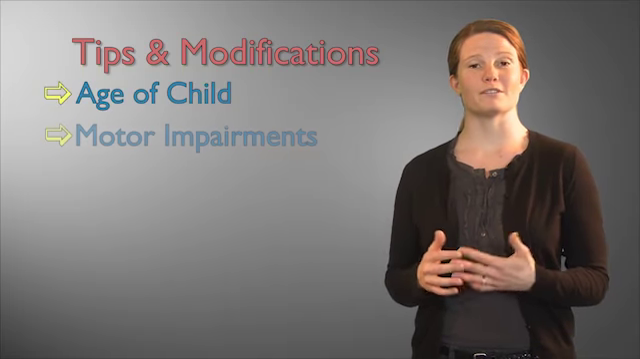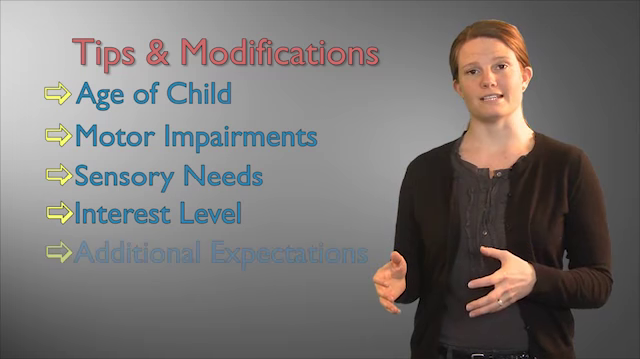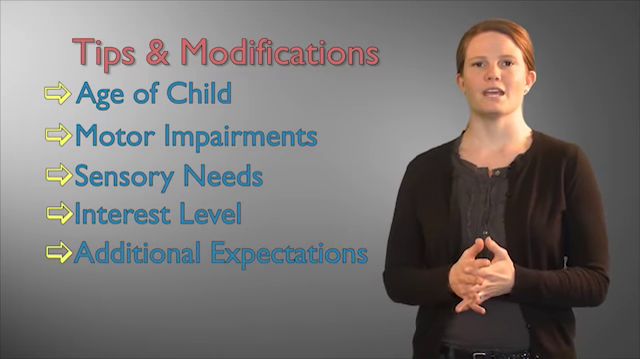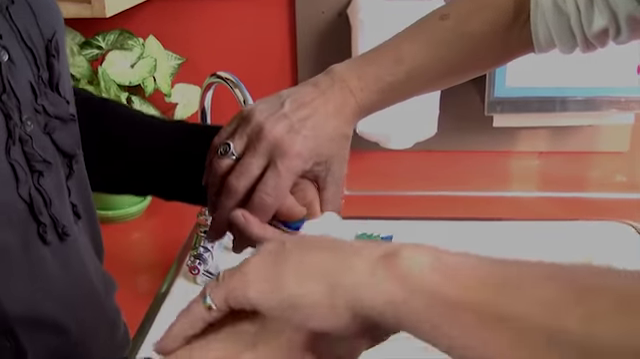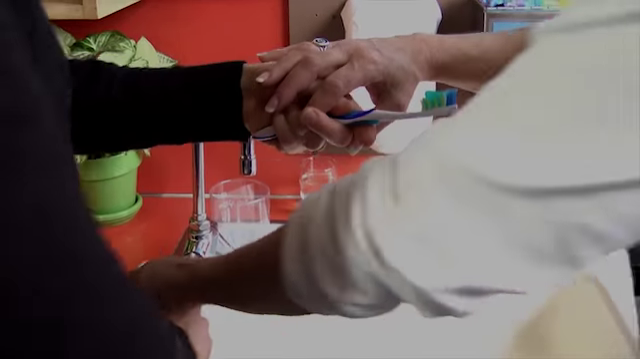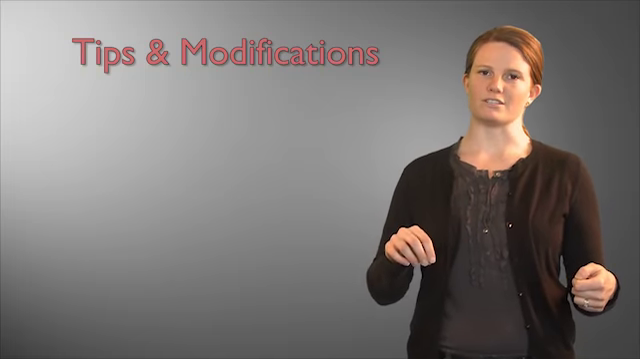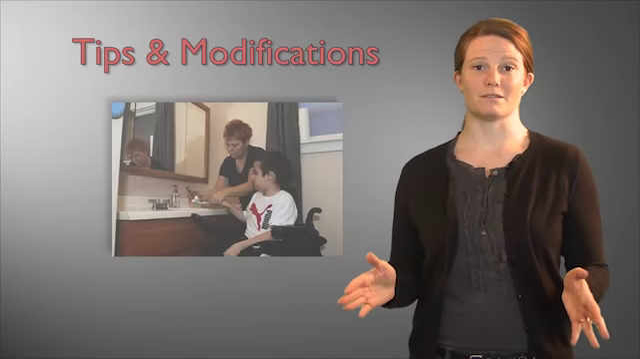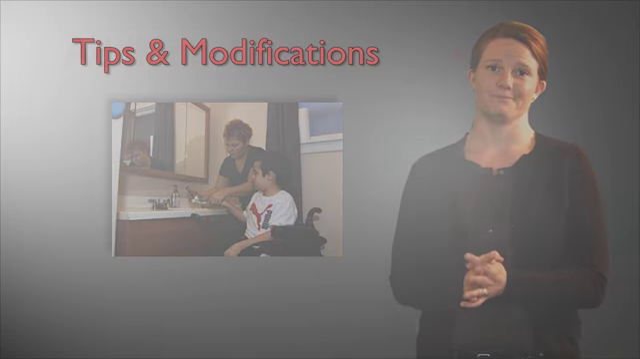Factors to consider include your child's age, any motor impairments or sensory needs, the interest level of your child, and any additional expectations like mouthwash. If you're a parent of a younger child and your child needs help putting the toothpaste on the toothbrush, that's okay. Just make sure that they practice the rest of the routine as independently as possible, so when they're ready to add that skill of putting the toothpaste on their toothbrush, it doesn't alter the routine that they have been practicing. Any additional steps could be completed by an adult if their child has a motor impairment.